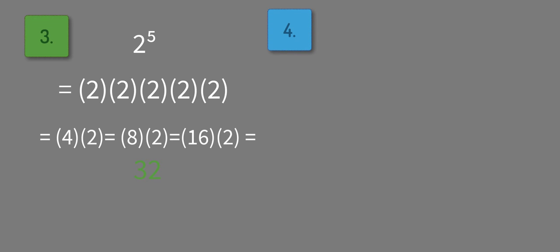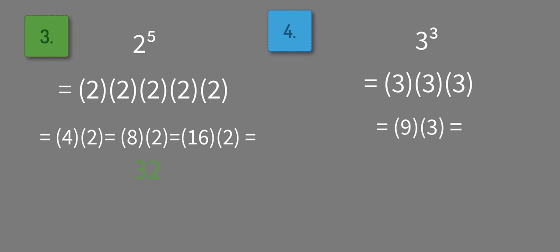3 cubed on our next one we're asked to evaluate, and again, that's just writing it out, multiplied by itself 3 times, 3 times 3 times 3. And with 3, again, it's fairly simple. If it was a larger number, I would suggest going ahead and writing out each step, but in this case, 3 times 3 is 9, times 3 is 27.